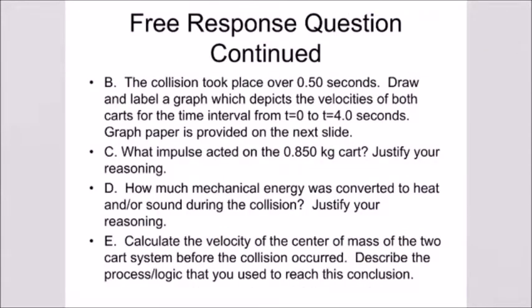Part B tells us the collision took place over 0.5 seconds. Draw and label a graph which depicts the velocities of both carts for the time interval between t equals 0 and t equals 4 seconds. And graph paper is provided on the next slide. So let's graph on this next slide.